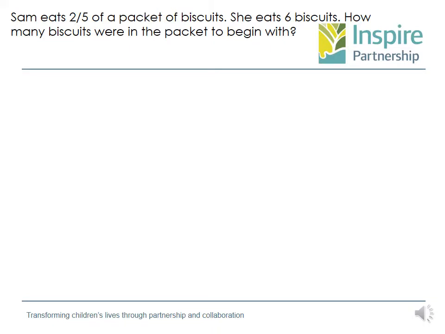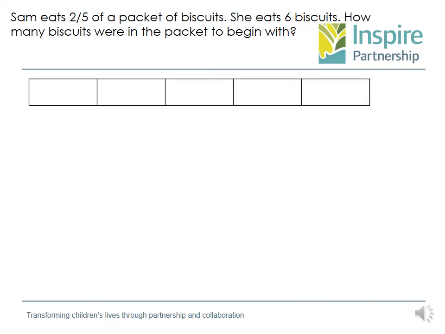The question for this is right at the top of the page because I needed to leave myself lots of space for working out on this one. The question is, Sam eats 2/5 of a packet of biscuits. She eats 6 biscuits. How many biscuits were in the pack to begin with? The first thing that I need to do is draw myself a little bar model. As you can see, this has been split into 5 equal parts because my denominator for this fraction is fifths.